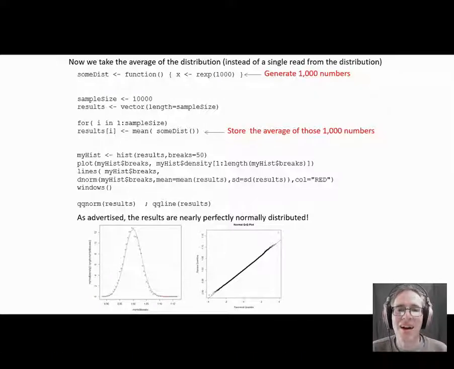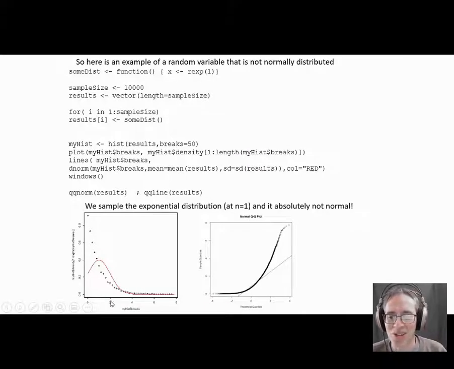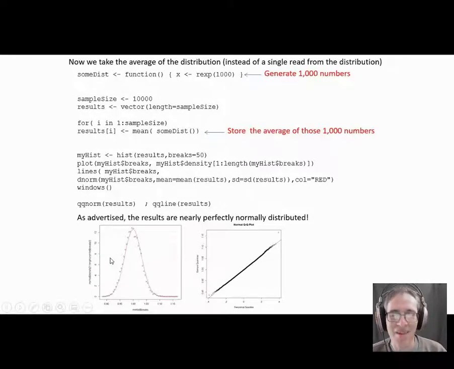And then what I'm storing as my data is the mean of those 1,000 times, right? So I'm sampling the exponential distribution 1,000 times, and then I'm storing as my data the mean of that. And so now when I make my histogram, remember the exponential distribution is not well fit by the normal distribution, but the average of the exponential distribution is very close to perfectly fit by the normal distribution, right?